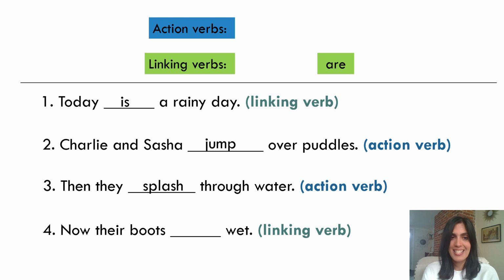And here's our last example. Now their boots blank wet. Yes, you got it. Are. Now their boots are wet. Are is the linking verb that was missing in this sentence. Boots equal wet. Nice work.